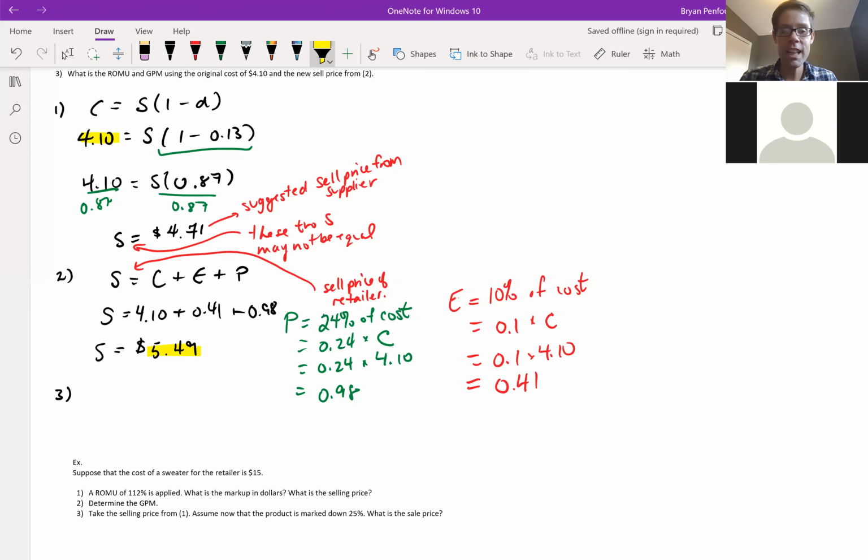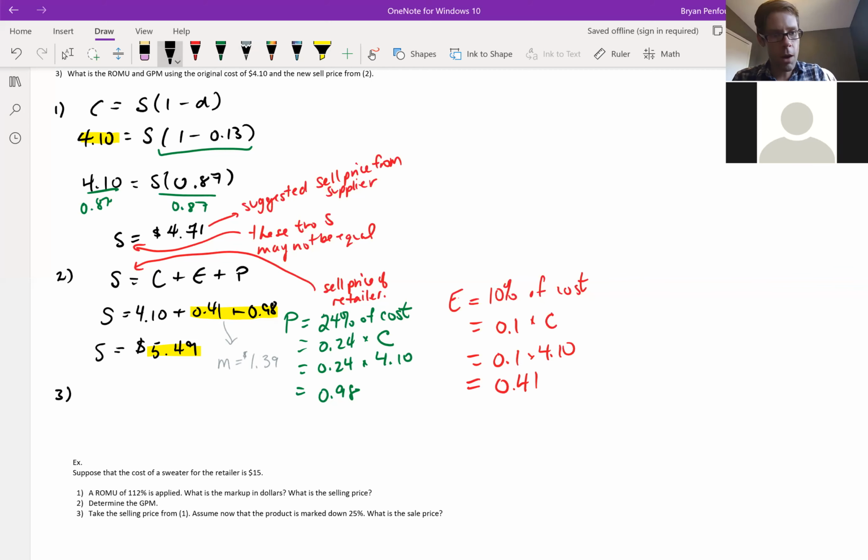And what else do we need? We also need the markup, and the markup is going to be the sum of these two values here. So I'm going to quickly calculate the value of our markup, or how much that costs in dollars. We've marked up altogether $1.39 for this particular item. So we bring this item in for $4.10 and we're going to mark it up by $1.39.